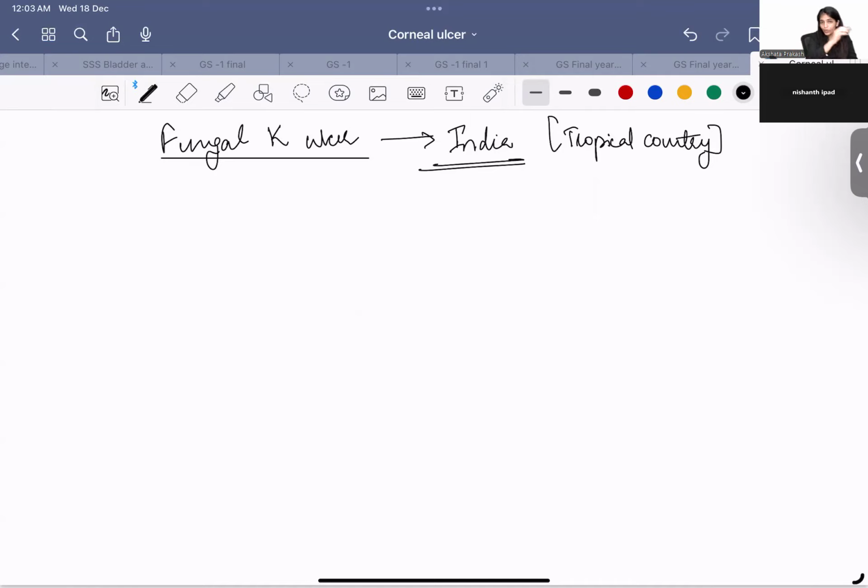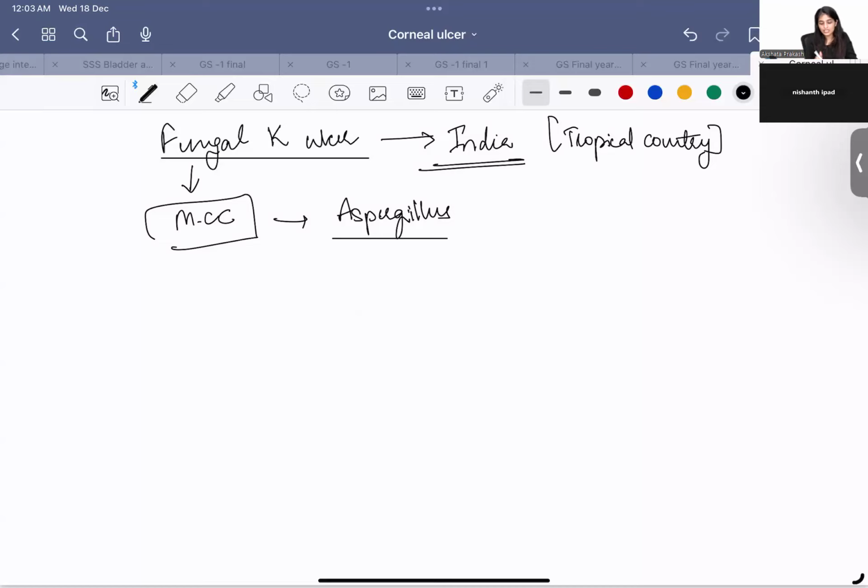What is the most common organism? They have asked this before also in your MCQs. What is the most common organism in your fungal corneal ulcer? If they ask fungal corneal ulcer, remember I'm stressing on the point as fungal corneal ulcer, if they ask the most common organism, it has to be Aspergillus. There is no other organism that is more common than your Aspergillus. Various strains, Aspergillus fumigatus, whatever it is, but it has to be Aspergillus.